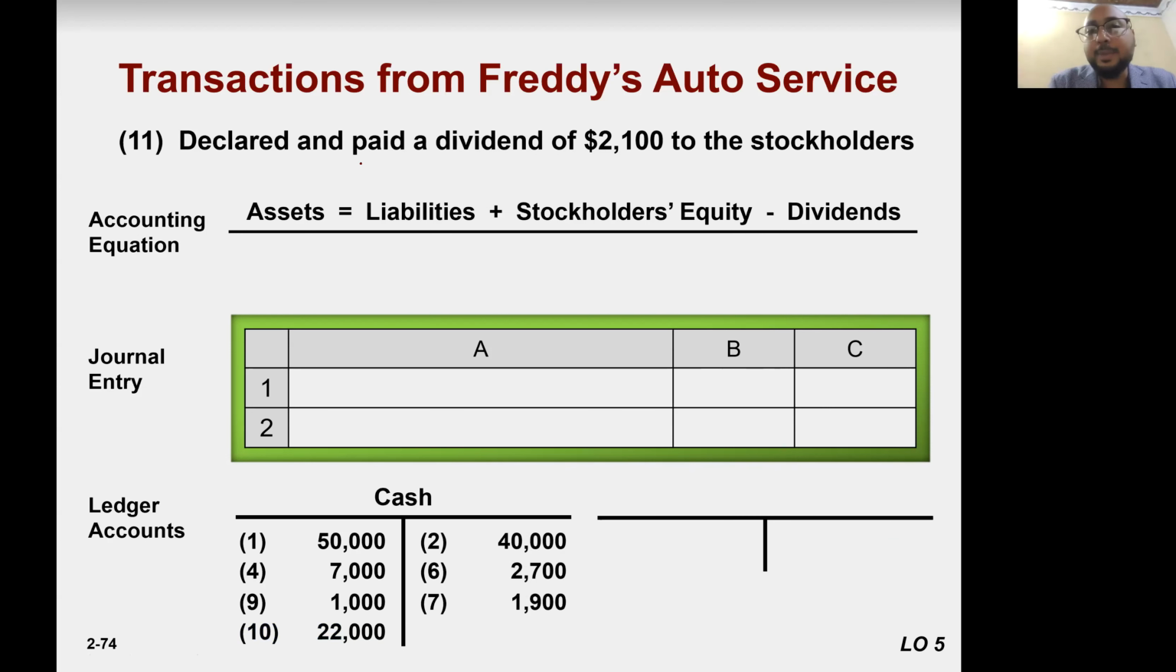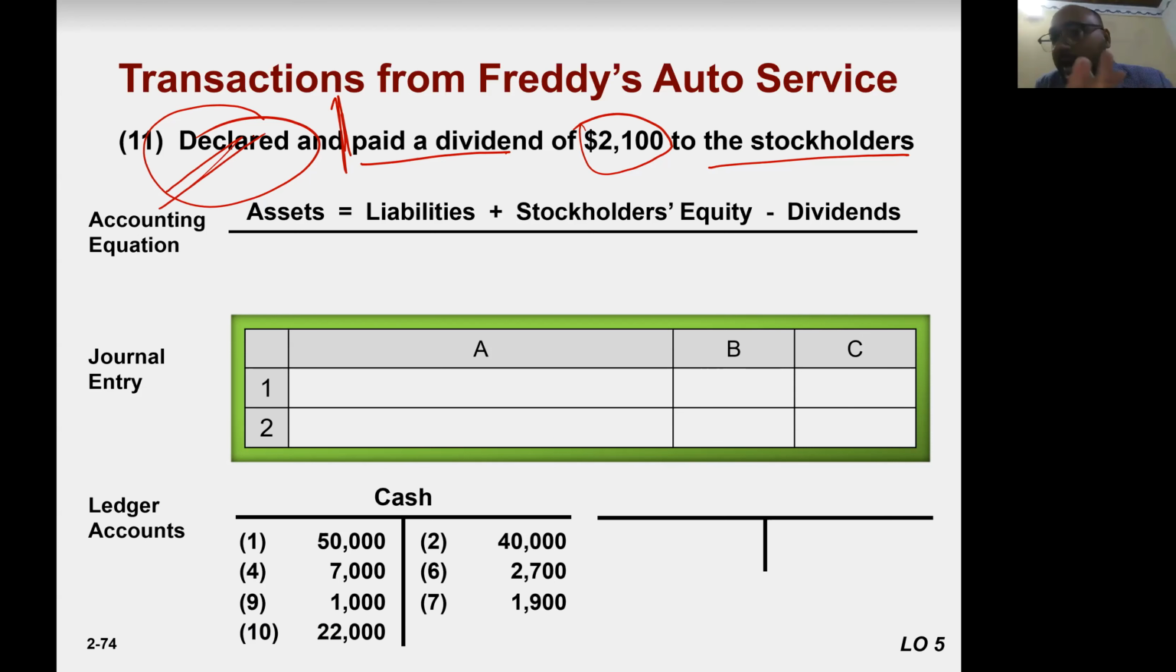11. Declare and pay dividend 2,100 to stockholders. So declaration has no effect, because no financial impact is going to be involved in the transaction. There is no transaction, but paid transaction is included here. So we talk about declare and paid because declare no cash is involved, but paid cash is involved.